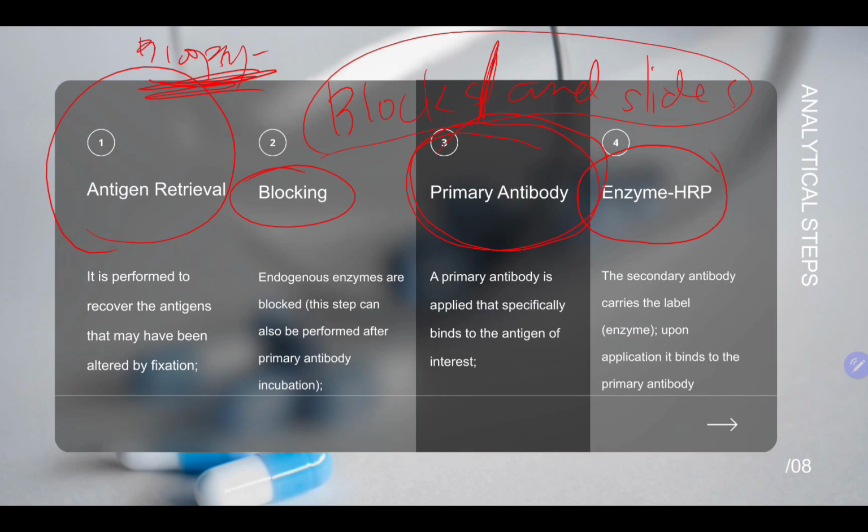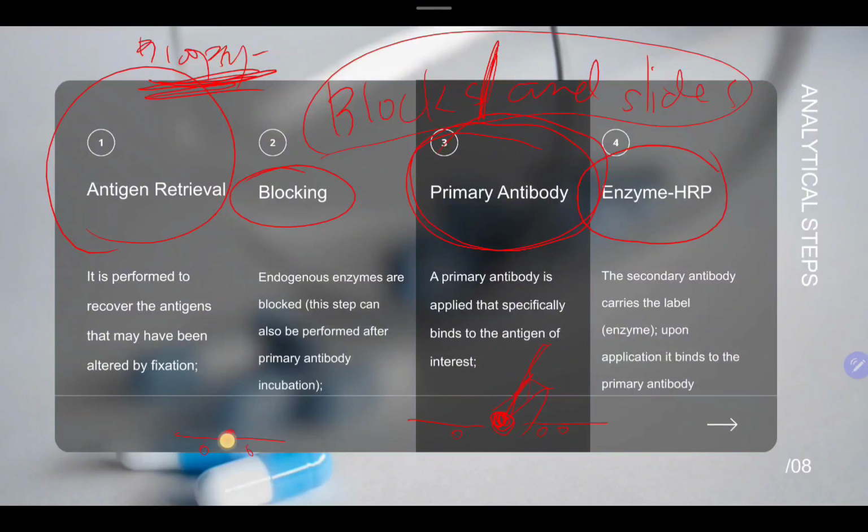Okay, so parang ganito po yan. Ito yung ating antigen na na-expose natin with the antigen retrieval. Nag-perform tayo ng blocking to block all mga hindi need bindan. Okay, you add your primary antibody. Okay, and then you're going to add your enzyme HRP. The enzyme HRP will bind here. Ay, pangit ang drawing ko. Ulitin na natin. Ayan.